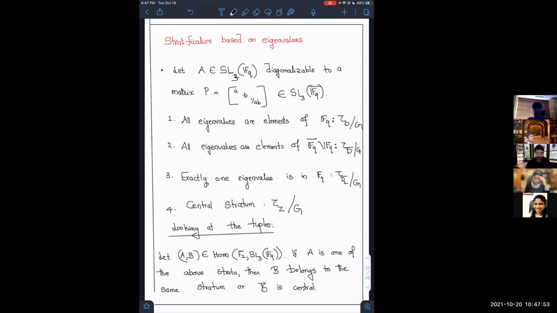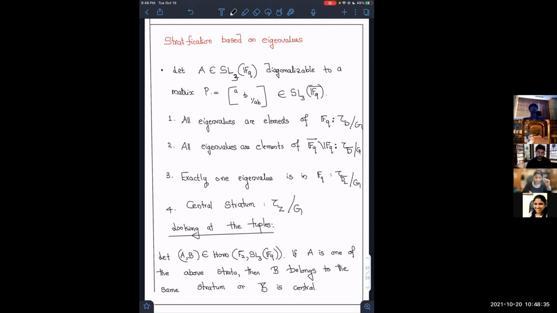Then there is a central stratum, which is the set of central elements, because they are their own orbits. So that is the other stratum. Now that I have a stratification of the matrices in SL3(FQ), we look at which kind of matrices we can pair them with. Does every element commute with each other or not? The idea is that if A is in one of these strata, then it commutes only with elements of the same stratum or central elements.